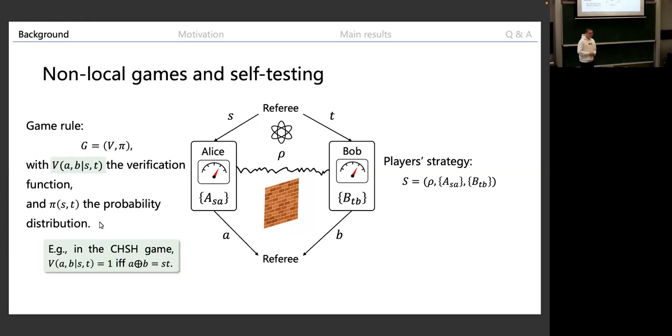For example, in the CHSH game, this verification function gives value 1 if the sum of their outputs is equal to the product of their inputs, and 0 otherwise. We also have a probability distribution that the referee, or the verifier, uses to sample the questions. In most cases it doesn't matter, it's just the even distribution. On the player side, since they are not allowed to communicate, their behavior is fully characterized by the state they share before the game and by the local measurements they perform on their individual part of the state. We put these three things together as a tuple and call it the strategy that the players applied for this game.